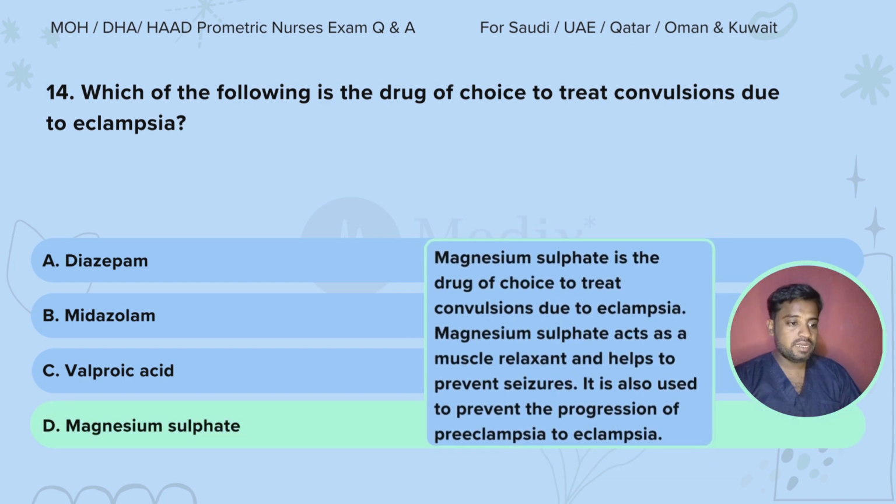The correct answer is D. Magnesium sulfate is the drug of choice to treat convulsions due to eclampsia. Magnesium sulfate acts as a muscle relaxant and helps to prevent seizures. It is also used to prevent the progression of preeclampsia to eclampsia.